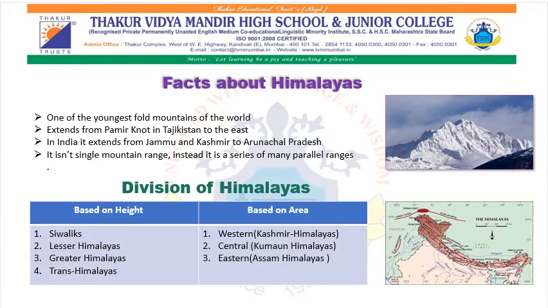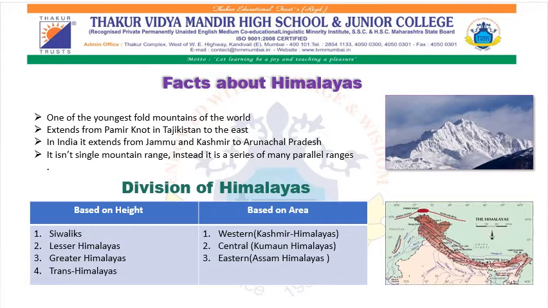Now this is one of the youngest fold mountains of the world, which is extending from Pamir north in Kazakhstan to the east. In India, it extends from Jammu and Kashmir to Arunachal Pradesh. It is not a single mountain range, instead it is a series of many parallel ranges. Himalayan mountain is being divided into different divisions according to the height and according to the area.